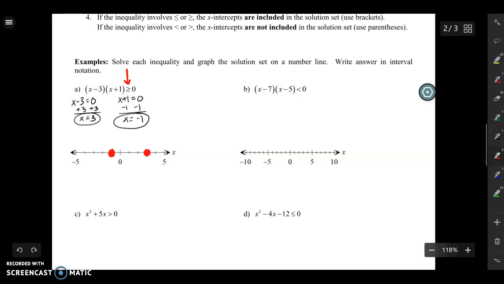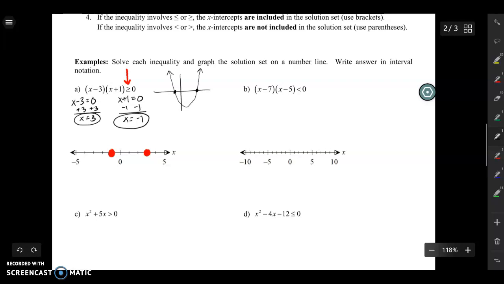Okay, so we have these two circles. Now we have to ask ourselves, is the part that we want the part between the two red circles, or is it the part to the left and the right of the two red circles? To think about that, I'm just going to sketch a super rough graph of this parabola. I know I have an x-intercept at -1 and at 3. And I know this parabola is opening up because my a value is positive. So my parabola is going to look something like this.